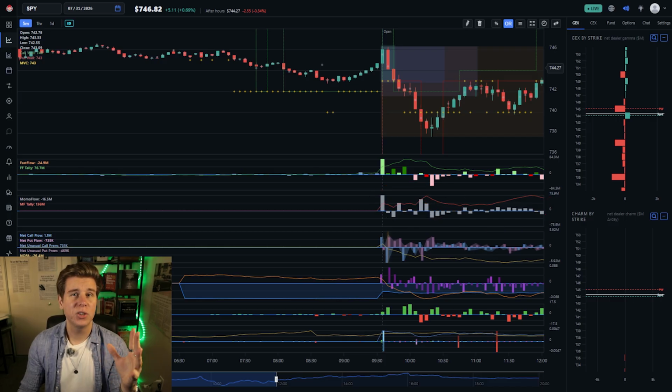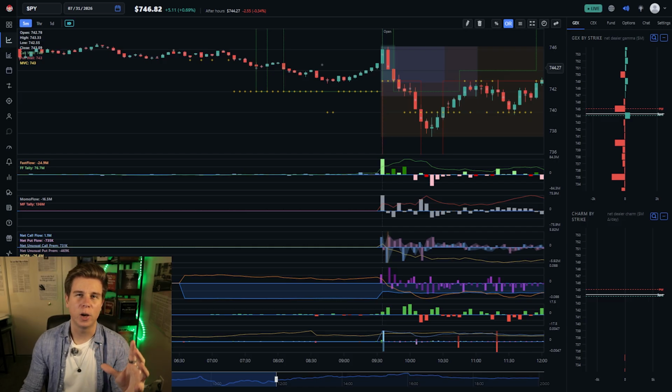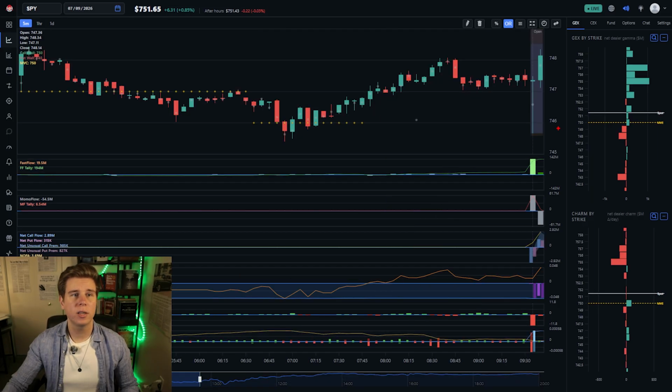Pretty simple. Now, instead of me just telling you here's how Momo works, let's take a look at an example and see if you can figure it out, because that's usually the best way to use BigShort. Look at charts, find patterns, and then try to trade based off of those patterns. So right here, we are on SPY on the 5-minute chart.